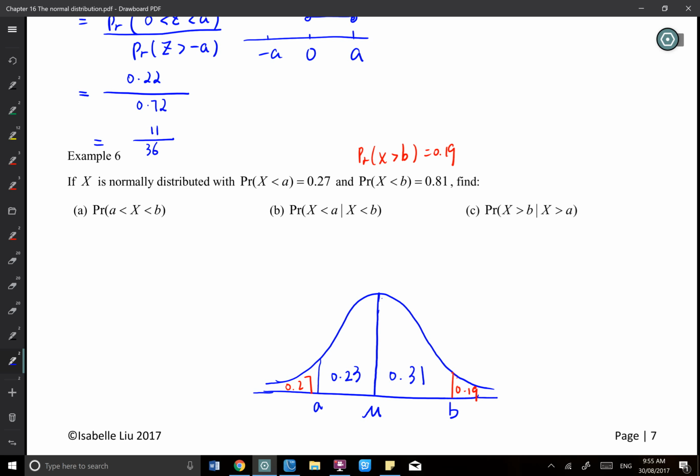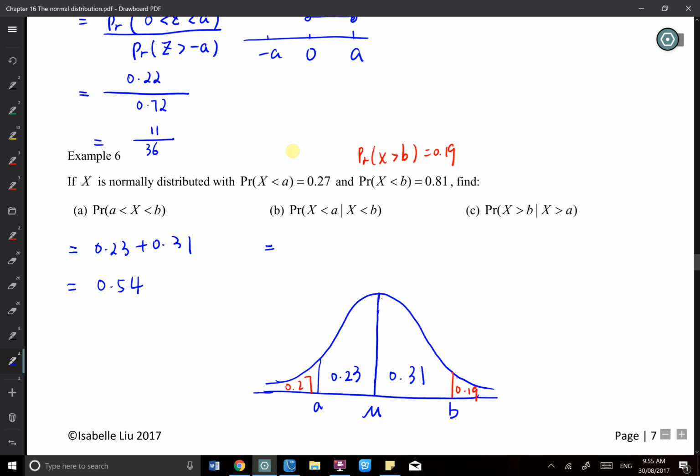Then let's have a look. The probability between a and b is 0.23 plus 0.31, which gives us 0.54 between those two numbers. Less than a is here, less than b is that, greater than b is 0.19. Add them up and that's 0.46. Check it, that's correct, which is the middle.